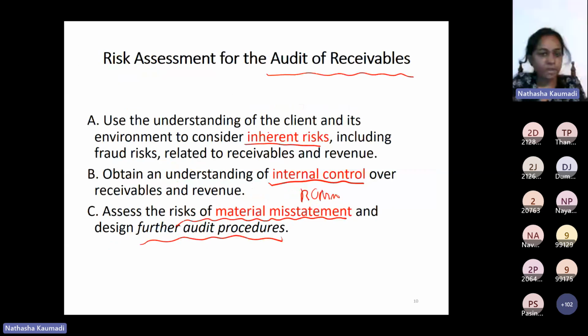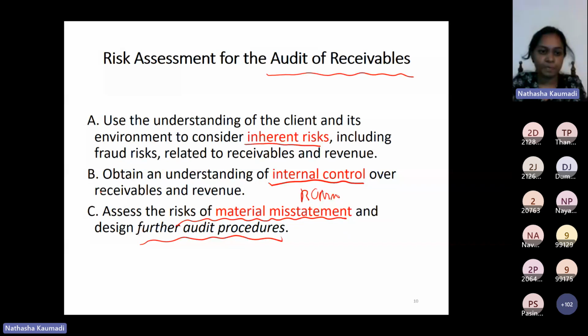Okay, now if I just go back here, now we are going to understand the inherent risk of the revenue and accounts receivable, and then we analyzed, obtaining an understanding about the internal controls. There you understand the control risk. Having both inherent risk and control risk, you assess the risk of material misstatement, and then what you do, you design the audit procedures. So A, B and C.